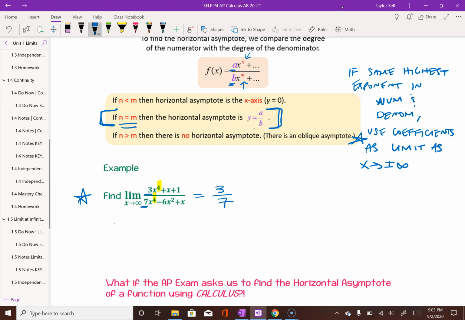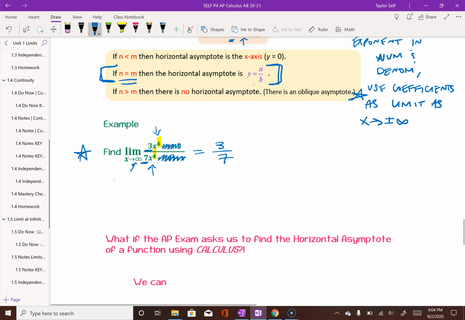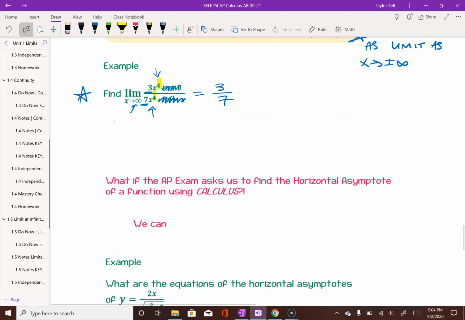Now, sometimes you do have to pay attention to the sign, but we're plugging in positive infinity here. So if I plug in positive infinity to x to the fourth and positive infinity to this x to the fourth, the sign's not going to change. Again, these other pieces are tiny compared to x to the fourth. So we can actually pretend that they don't exist. Don't worry about those. And then your limit will equal the coefficients because your exponent's the same.